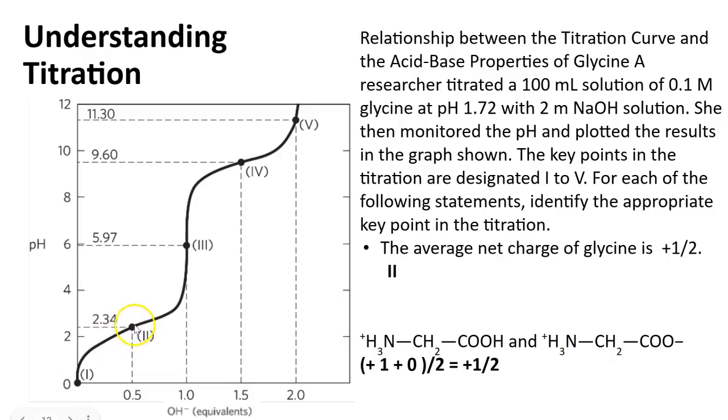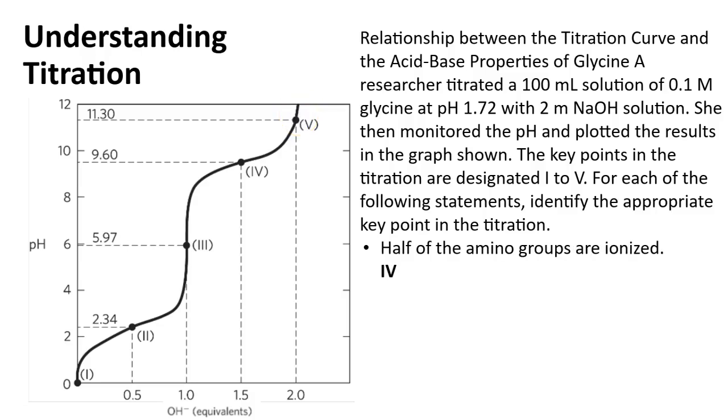So that means for right here, on this point, you have a +1, you have a +1/2 at point 2. This is the zwitterionic point, so this is 0. And then now we have the deprotonated and the zwitterionic, so this is the average of -1/2. And this point right here is a fully deprotonated form, and so that is the -1 average net charge.